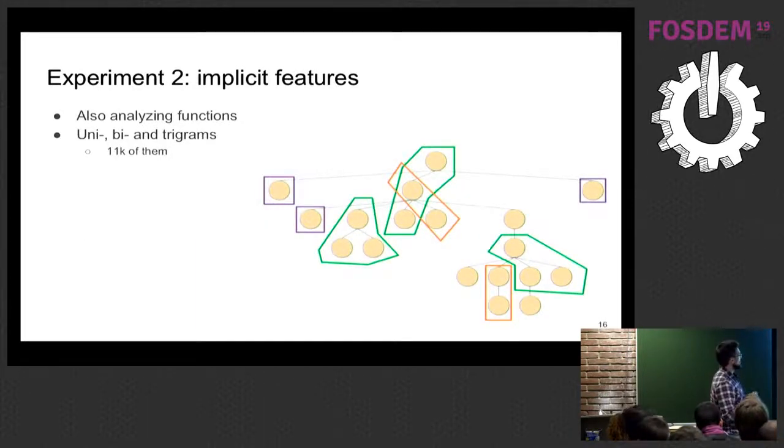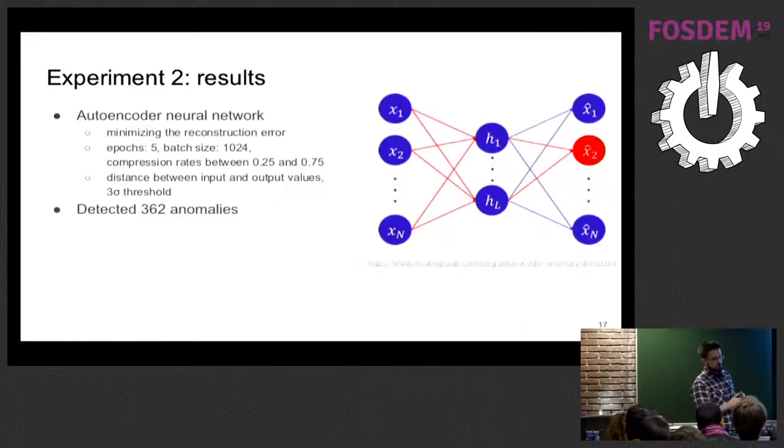Another experiment used implicit features. We used n-grams, namely unigrams, bigrams and trigrams, on the syntax tree. This simple image shows the bigrams and trigrams on the syntax tree, but the idea is quite similar to these path-based representations, only simpler. And we used an autoencoder neural net to detect outliers here. It was a very simple architecture with only one hidden layer. We experimented with the compression rate of the hidden layer and got around 360 anomalies.